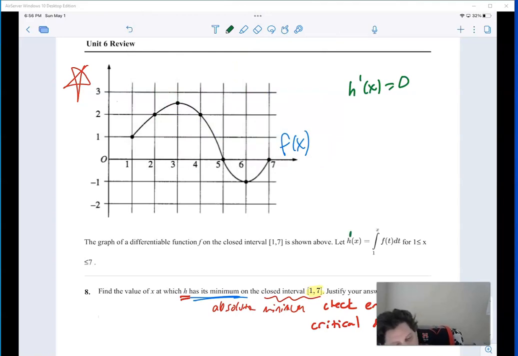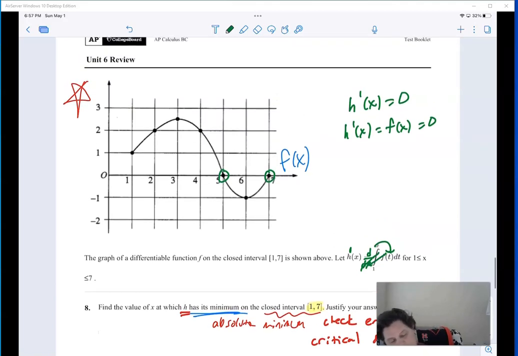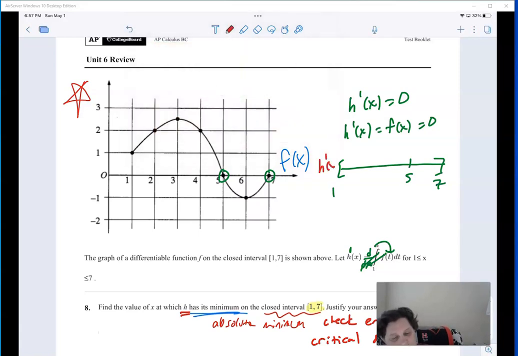Let's take the derivative. H prime of x is the same thing as f of x, which equals 0 at 5, and then 7 is just the endpoint. Now, I'm going to do a sign line graph, you guys, and my sign line graph is going to go from 1 to 7, and I'm going to have 5. And remember, h prime is f.